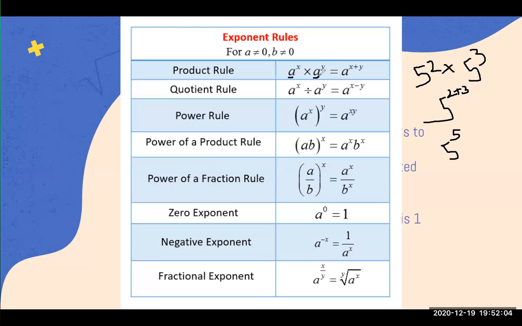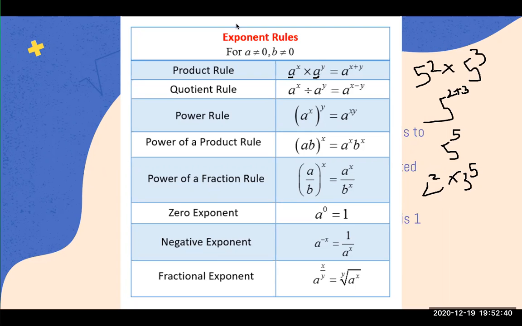This is called a base. The big number is called a base. And if you have something like 2 to the power of 2 times 3 to the power of 5, you can't really do this. It's not going to be 6 to the power of 7, because that's just not how it works. You just have to work it out. So that's how this product rule works.